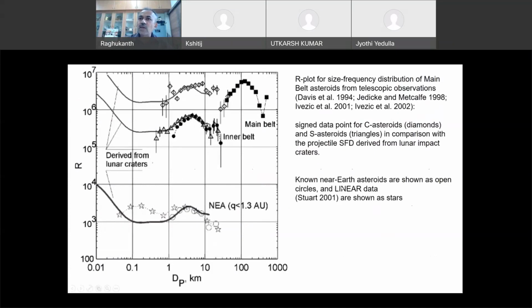See, like near-Earth asteroids: this is your R plot for NEAs. Then this is for some C-type asteroids and S-type asteroids. Sometimes they have also compared this with the lunar craters. This curve is the impact curve which has been estimated for the Moon, and this is the data of the asteroids. It matches nicely: how many asteroids there are and how many impact craters there are on the Moon. If you compare, they correlate nicely with one another.